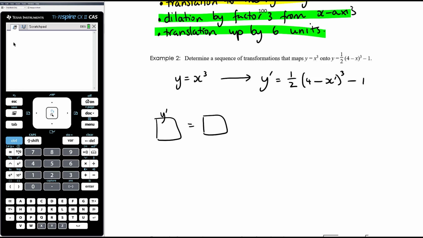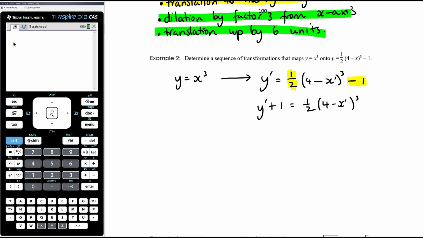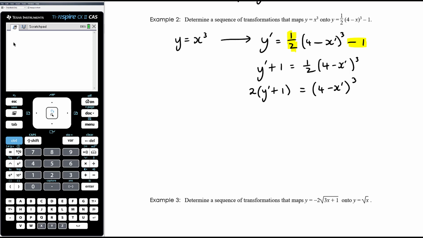which means we want something to do with y dash equals something to do with x dash all cubed, nothing else. So anything outside of the cubed bit on the right actually is affecting the y coordinate and needs to go to the other side. So that is this minus 1 and that is this half. So we want to rearrange this a little bit. So I'm going to add 1 to both sides. Y dash plus 1 equals half times 4 minus x dash cubed. And then we're going to double both sides to get rid of that half. So it's 2 times y dash plus 1 equals 4 minus x dash all cubed. Okay. Alright, so now we can see the substitutions. Y was replaced by that, and x was replaced by that.